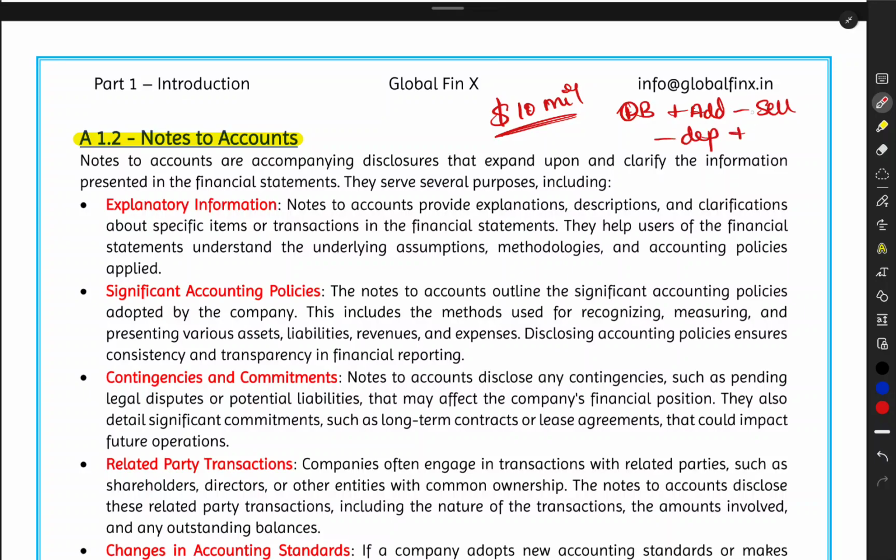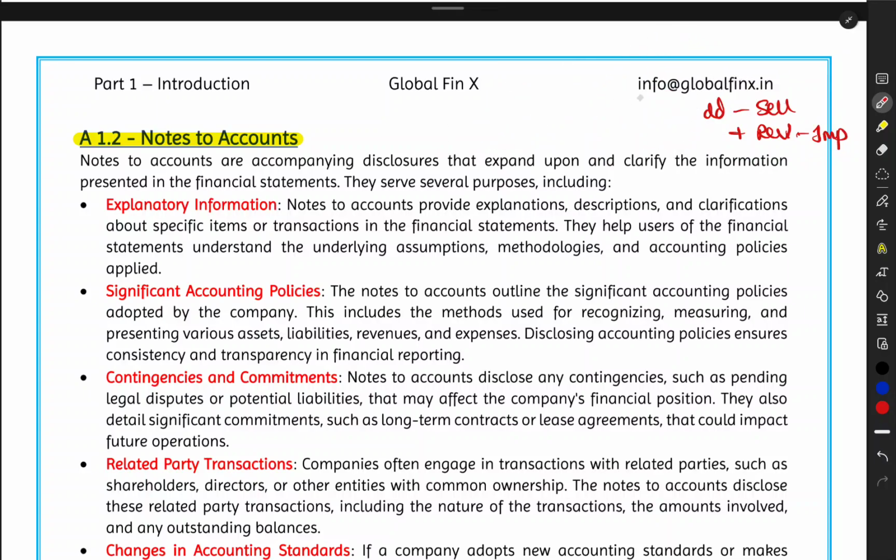Is there any increase in the value? Like land, it was originally purchased for 2 million, and now the market price is 3 million. Increase in the market valuation, we call it revaluation. So is there any revaluation gain? Is there any impairment loss, like damage to the machinery, fire accident, earthquake, etc.? So a shareholder would like to know the breakup of this entire 10 million you are showing in the balance sheet. The detailed calculation is covered in the notes to accounts.